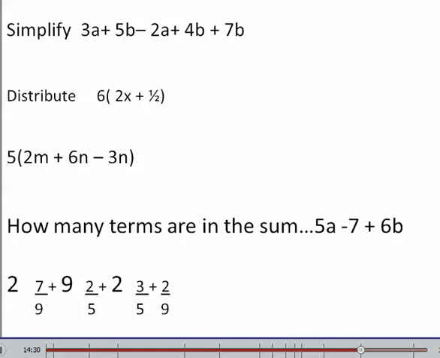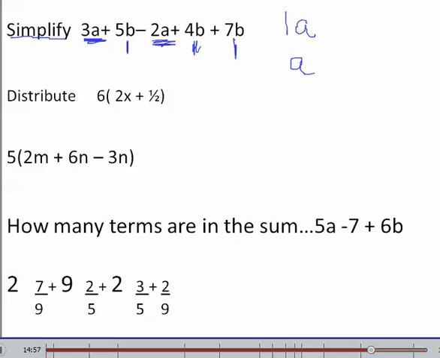A few more examples, I'm hoping, will help you out. So simplify, it says. I need to look at where my like terms are. Well, I see an a term and an a term. Then I see a b term and a b term and a b term. So let's get our a's together. 3a minus 2a is going to give me 1a. And by the way, I normally would just write that as a. a and 1a are the same thing.